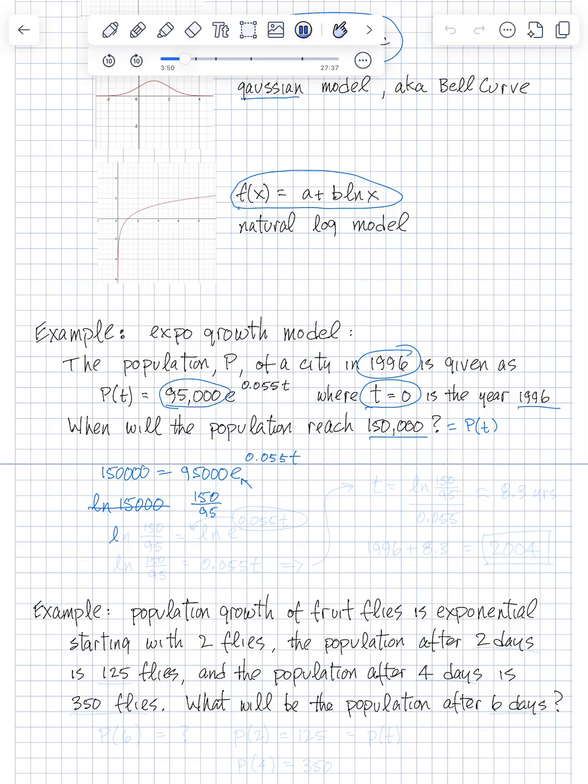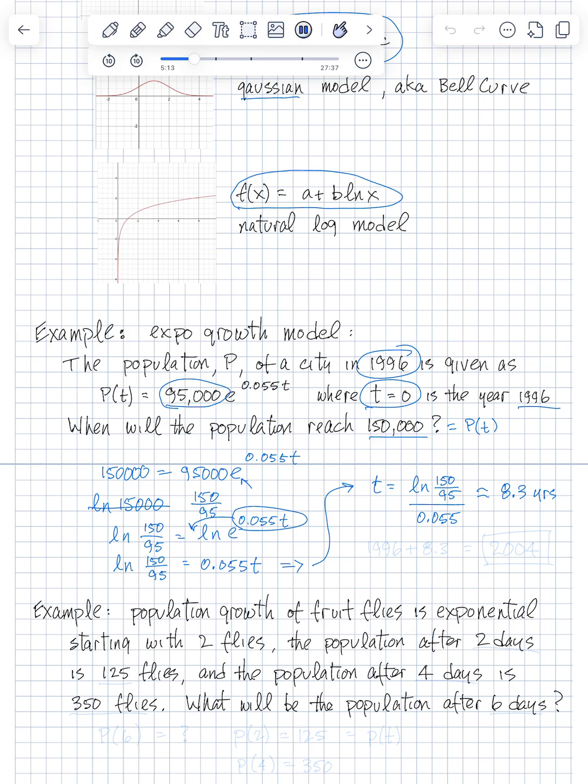So the log of 150 over 95 is equal to the log of e to the 0.055 t. So the 0.055 t comes in front of the log, and the log of e is 1. So we have the log of 150 over 95 is equal to 0.055 t. Then, solving for t, t is equal to log of 150 over 95 divided by 0.055. And that gives roughly 8.3, this is years.